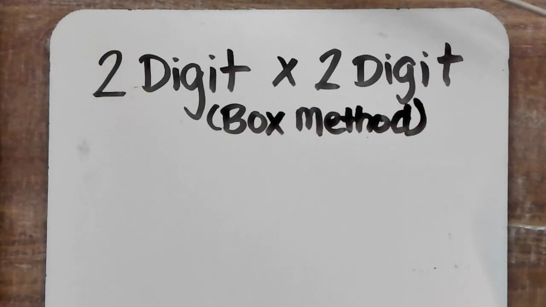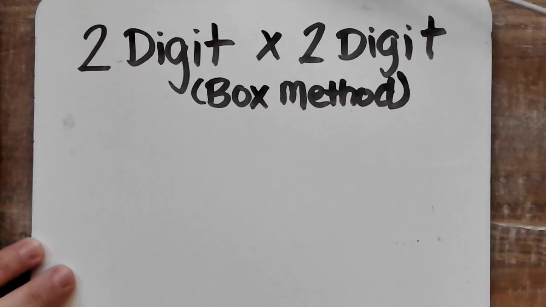Okay, so I really want my screen to be smaller. So okay, that's a little better. We'll go with that for right now. Okay, so two-digit times two-digit box method.